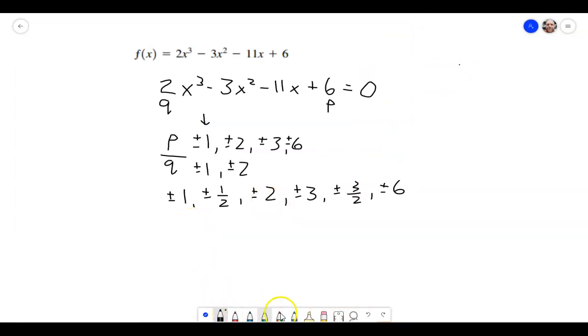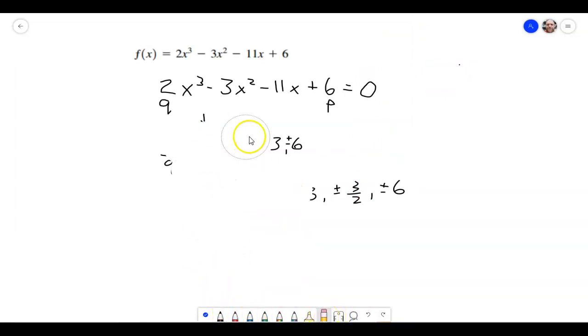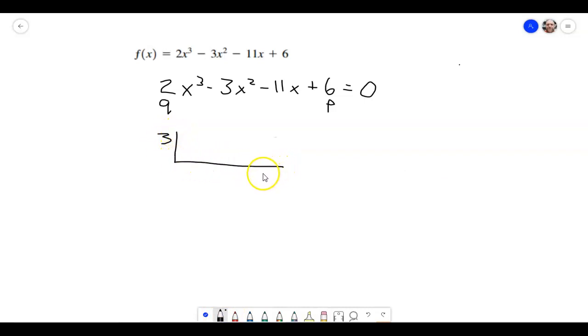This is what we can do. Let me erase this so I have a little bit more space here. I'm going to take one of those. So I know that 3 is 1. And I'm going to do what's called synthetic division. This is in chapter 3.2, so feel free to use that.